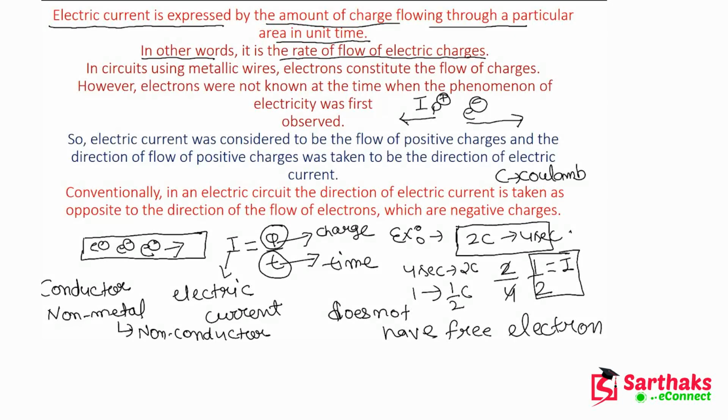Conventionally, in an electric circuit, the direction of electric current is taken as opposite to the direction of the flow of electrons, which are negative charges. So the same thing I had explained here, that the direction of electric current is the opposite direction of the flowing of electrons. So I hope you got my point, and let's move on to the next slide and try to understand what is there for us.